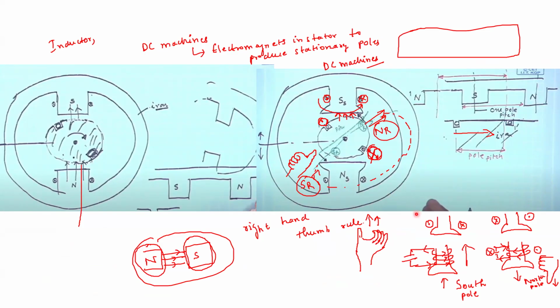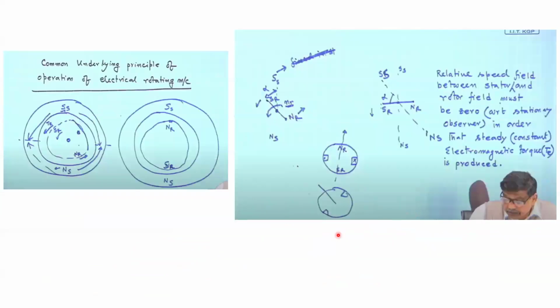Now going further, we have to see how the torque is obtained in rotating machines. What is the general principle? Let us see how the torque is produced.